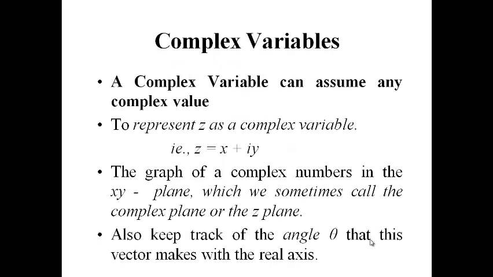So now we extend the complex number into a complex variable. It is also represented by z equal to x plus iy. Here z is a complex variable. The graph of complex numbers in the xy plane, which we sometimes call the complex plane or the z plane. Also, the angle theta is the angle the vector makes with the real axis.